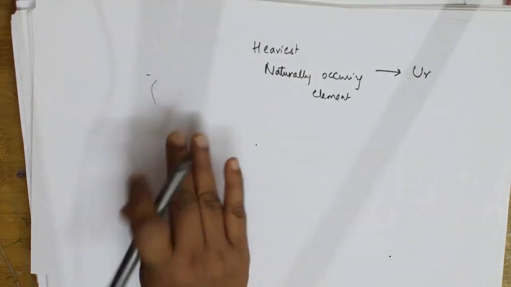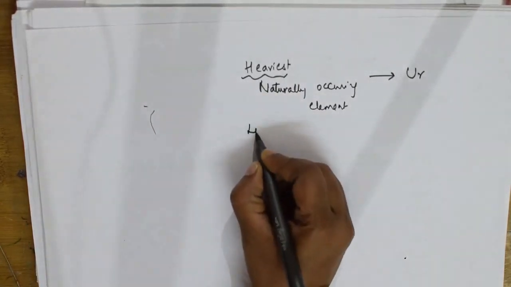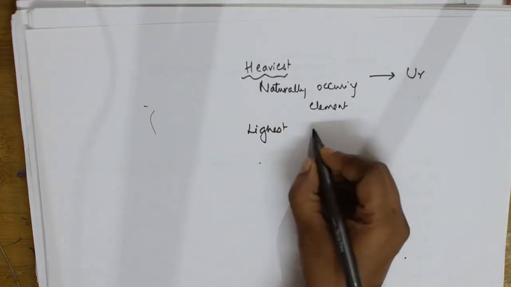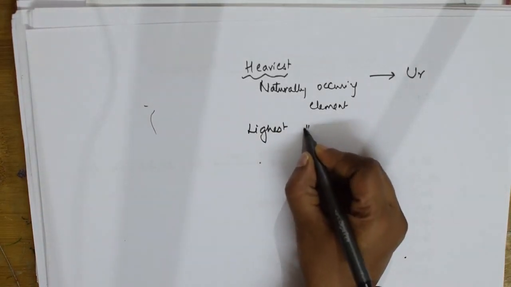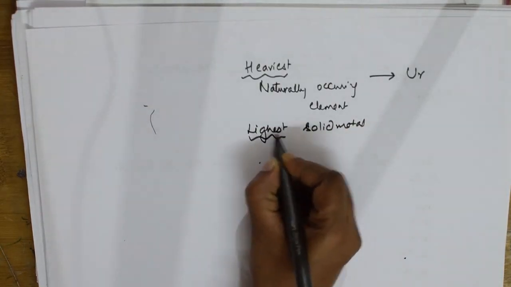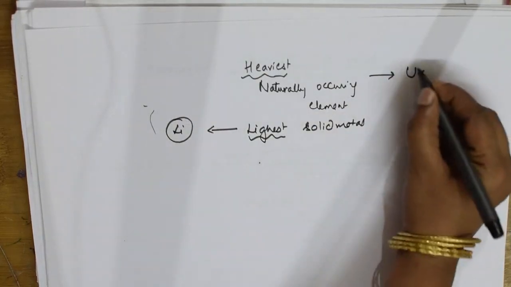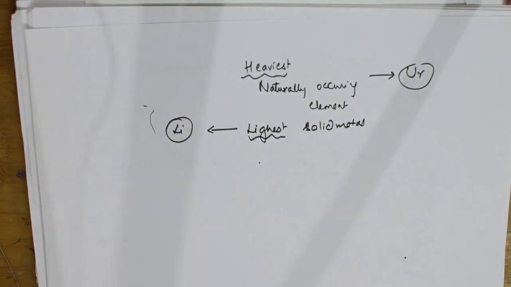When I take the heaviest, let us take the lightest. Now this is the heaviest, let me take the lightest. The lightest solid metal which we have here is nothing but lithium. Okay students, done. This is one category.